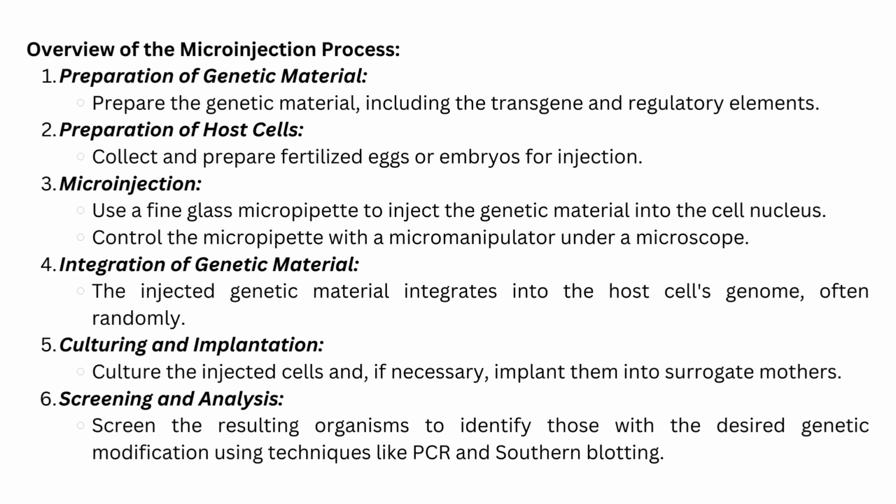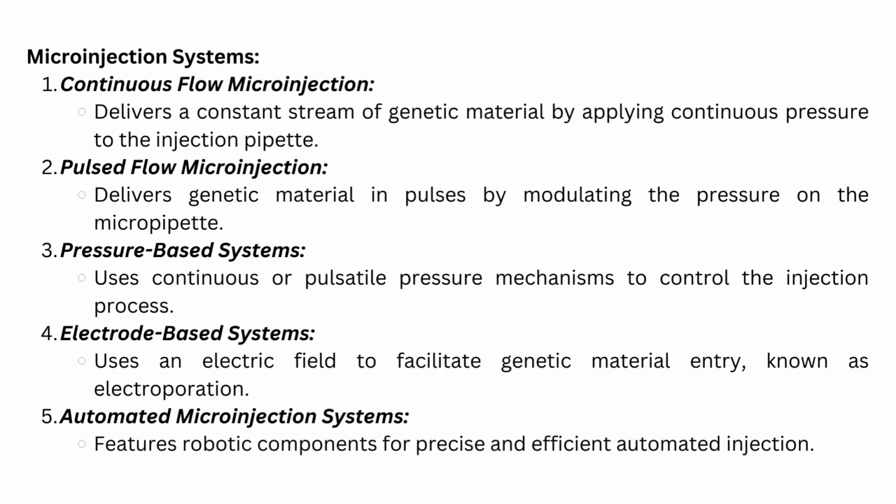Integration of genetic material. The injected genetic material integrates into the host cell's genome, often randomly. Culturing and implantation. Culture the injected cells and, if necessary, implant them into surrogate mothers. Screening and analysis. Screen the resulting organisms to identify those with the desired genetic modification using techniques like PCR and Southern blotting. Microinjection systems.